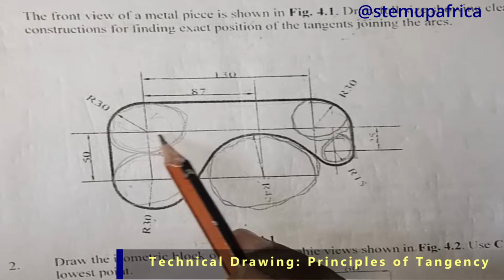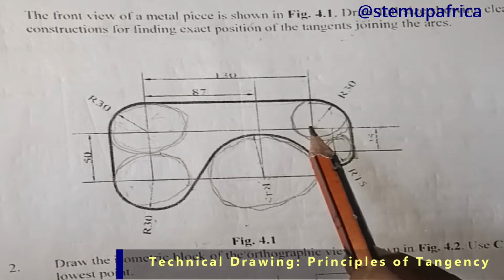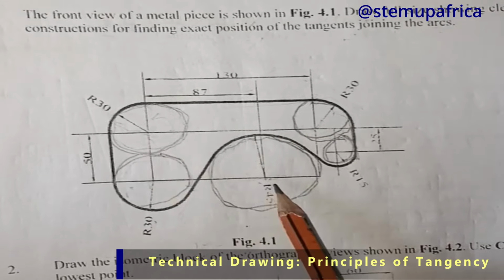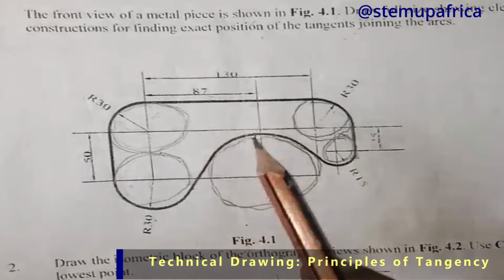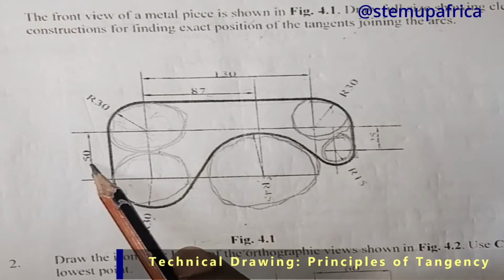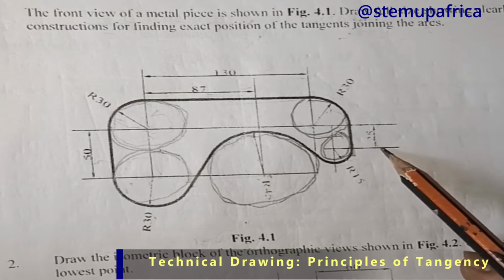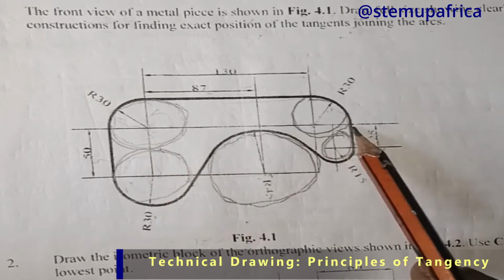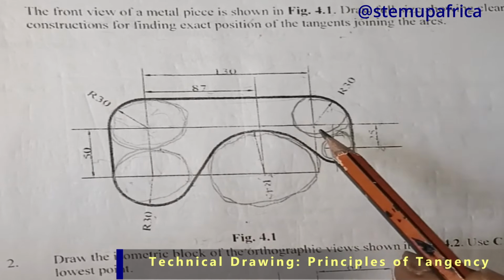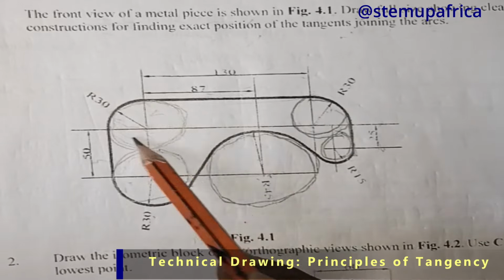And we are told that the distance between these two radius 30 is 130 mm. The distance between this 30 and this 45 is 87. The distance between these two 30s is 50. And the distance between this 30 and 15 is 25. So let's start by drawing this straight line to mark out our 130. At the ends of the 130, I will draw this circle and this circle.